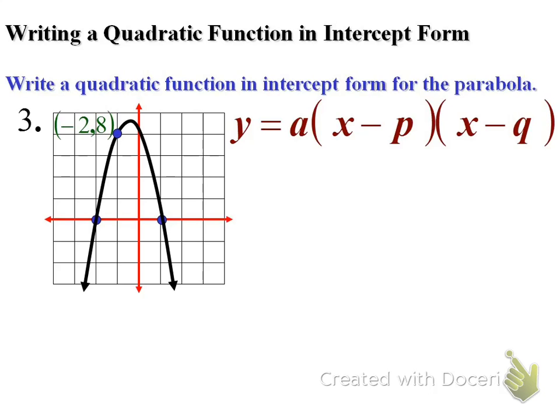This is called intercept method for a reason, because p and q are the intercepts. So what is this intercept? Negative 2. What's this intercept? 1.